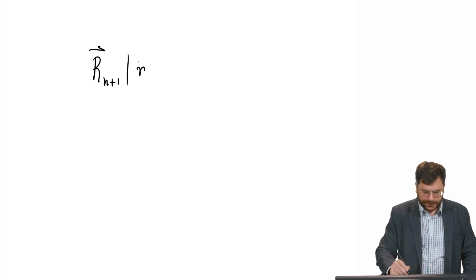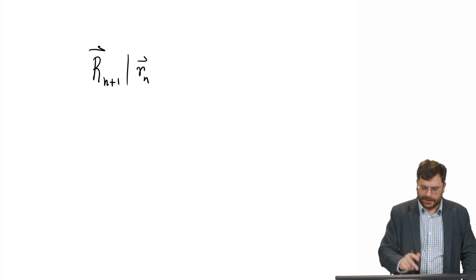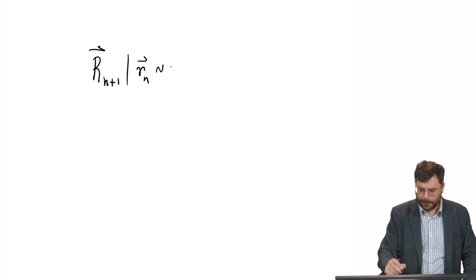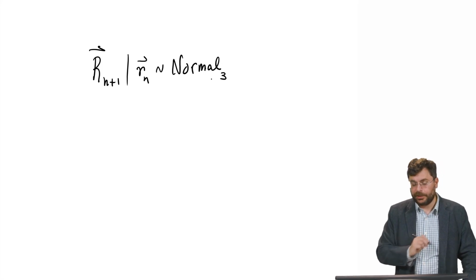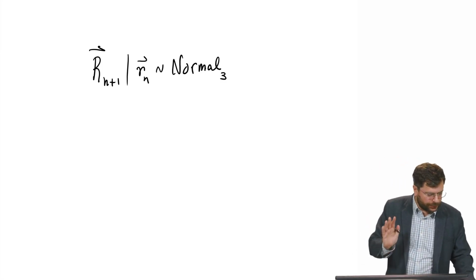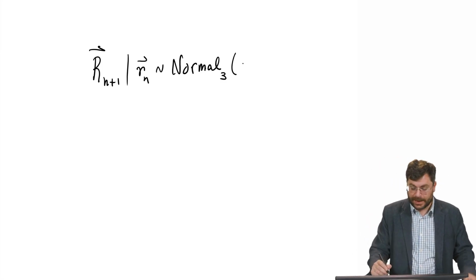If I were to write out all 3 dimensions as one big vector, then maybe I could write something like this down, where I would say that the next position, given the current position, is drawn from a normal distribution. I'll put a 3 here to make it clear that this is a 3-dimensional Gaussian.